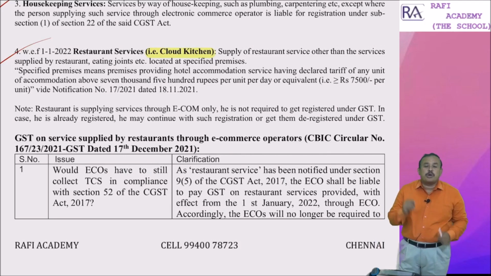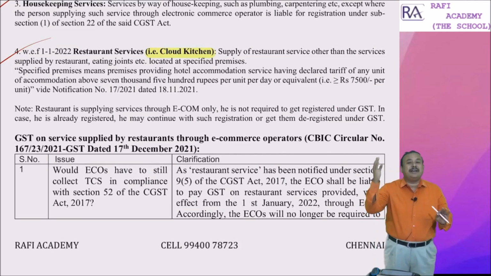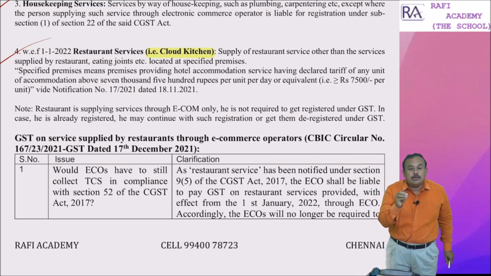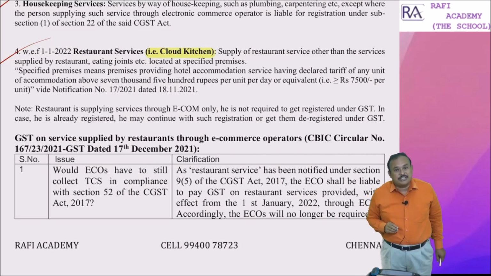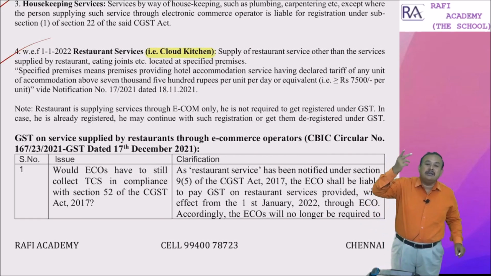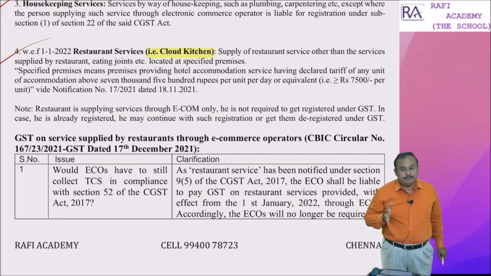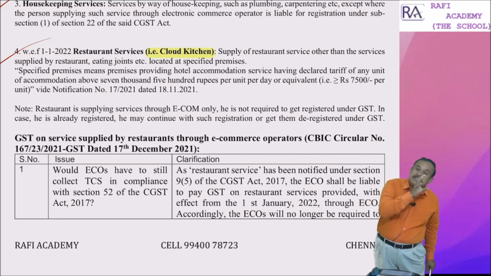Restaurant services provided through an e-commerce operator from premises other than specified premises. Which one is a specified premises? Where the hotel is providing restaurant services and also providing short-term accommodation, where the short-term accommodation service per day per room is more than or equal to 7,500 per day, per room, per person. If so, we call it specified premises.